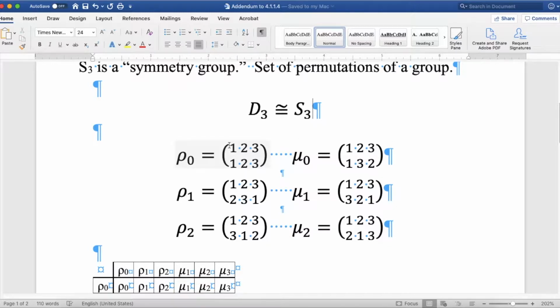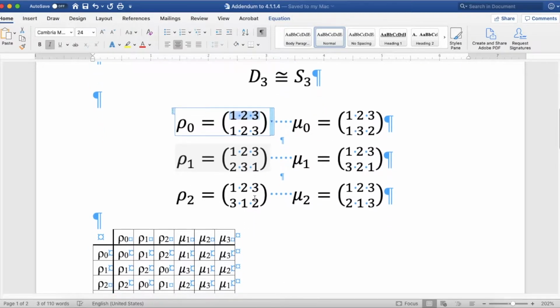And you can see here, you start with a set with 3 elements, and then you, what's the word, permute the elements. So for rho 0, it's the identity element. You start with 1, 2, 3, you end with 1, 2, 3. Then rho 1, you move everyone down, you move everyone 1 to the left. So 1 becomes 2, 2 becomes 3, 3 becomes 1.